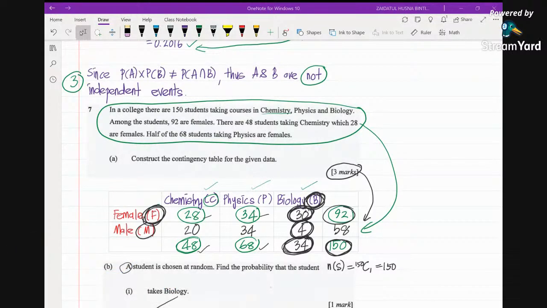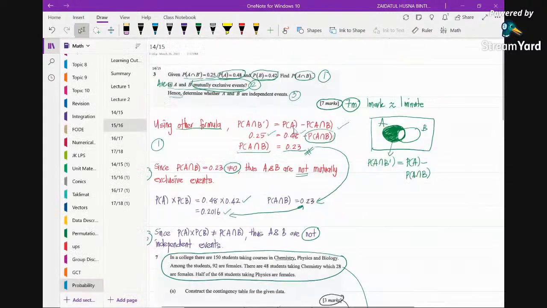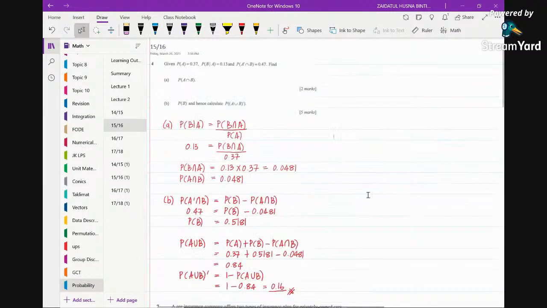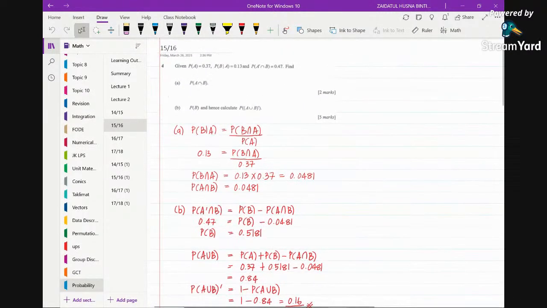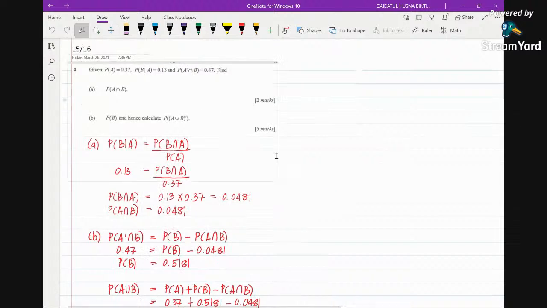Okay, so now let's continue. We are done with 14-15. Now next we discuss 15-16. For number 4 we have 7 marks allocated. Again, 7 marks means 7 minutes only.